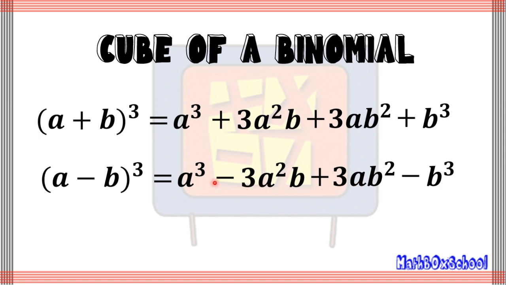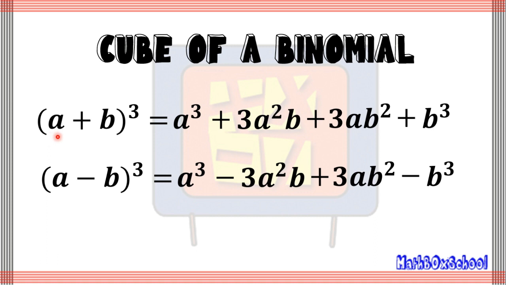So kung mapapansin niyo, parehas lang halos yung mga terms, nagkaiba lang doon sa sign. So pag plus po, a plus b, so this will become plus plus plus. Pero pag a minus b, magiging siyang minus plus minus. So, ito yung magiging pattern natin sa pag-solve ng cube of a binomial.